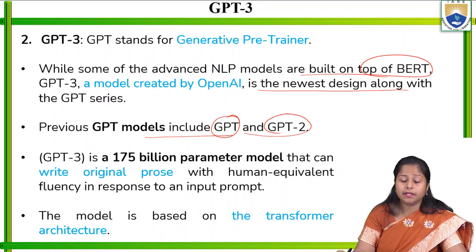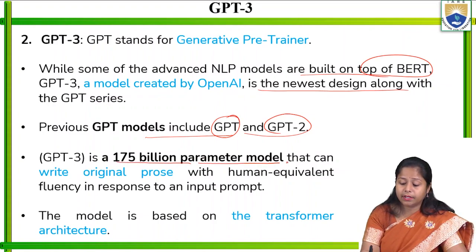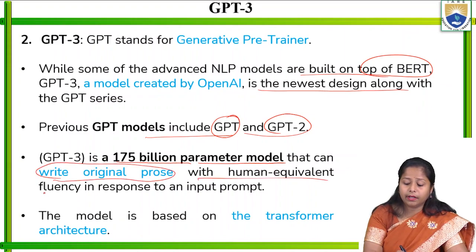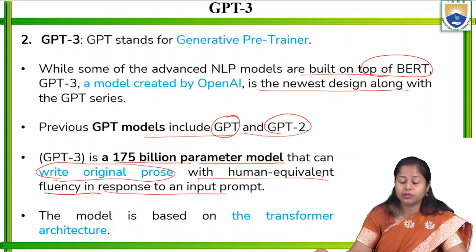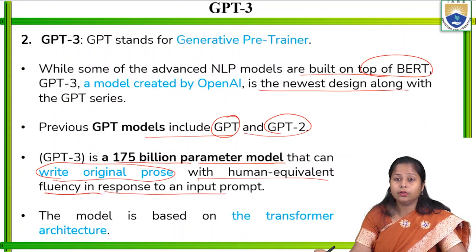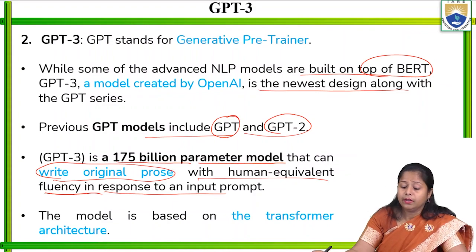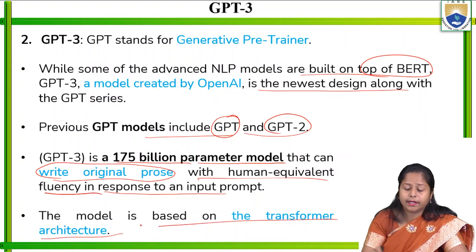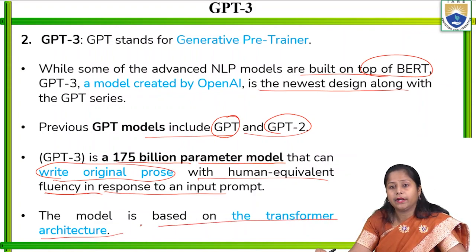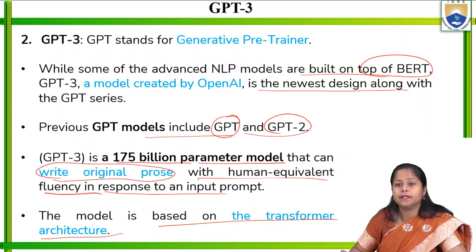Now GPT-3 is a 175 billion parameter model that can write original prose with human-equivalent fluency in response to an input prompt. So that language model gives writing phrases that match human-equivalent phrases. Whatever response a human can give, the same response it is going to give. The model is based on the transformer architecture, so that is the type of architecture this GPT-3 model is based on.